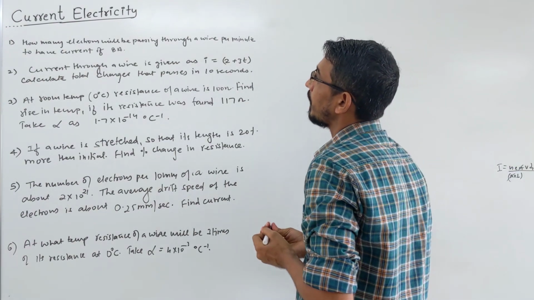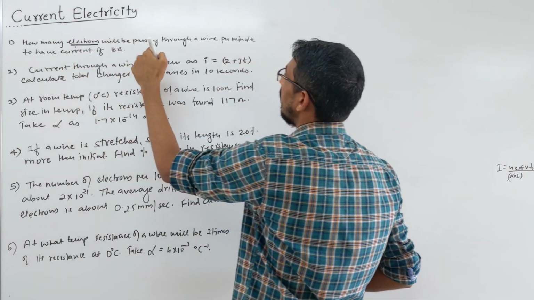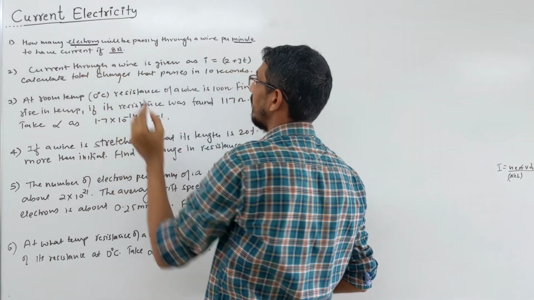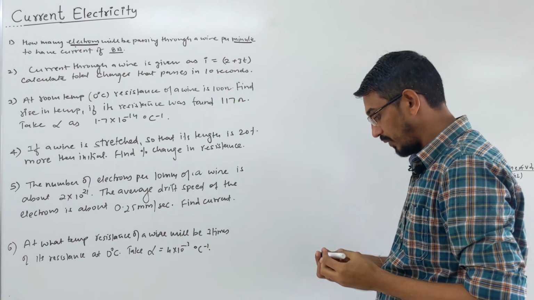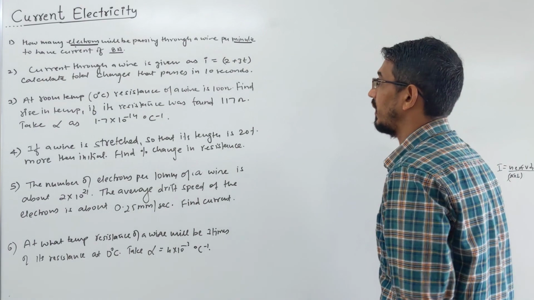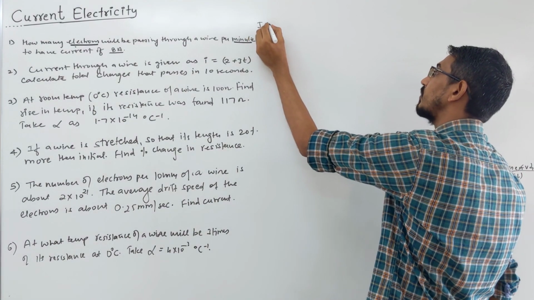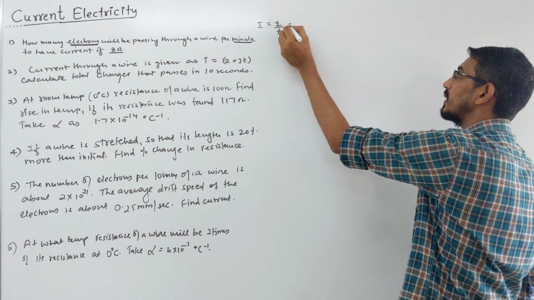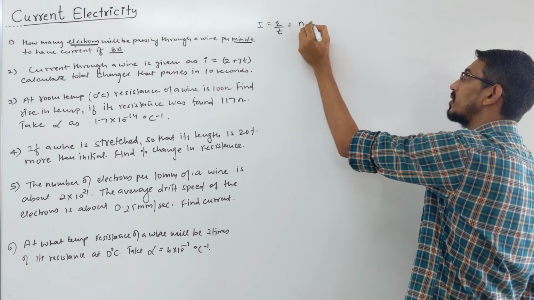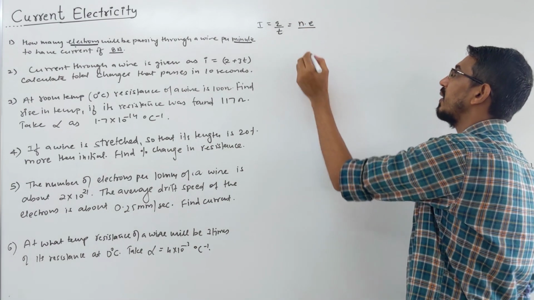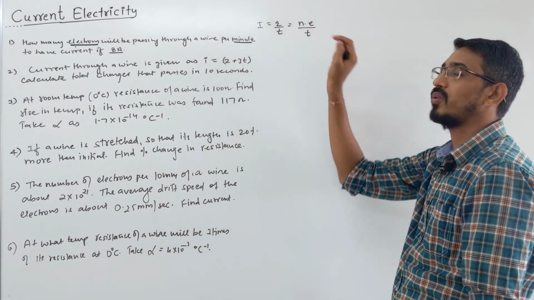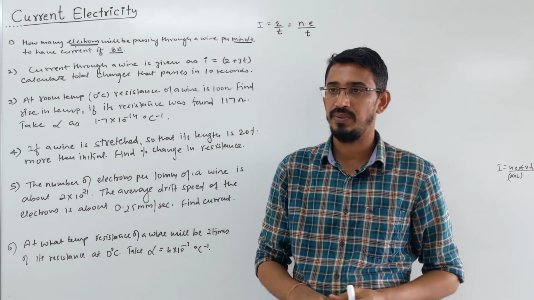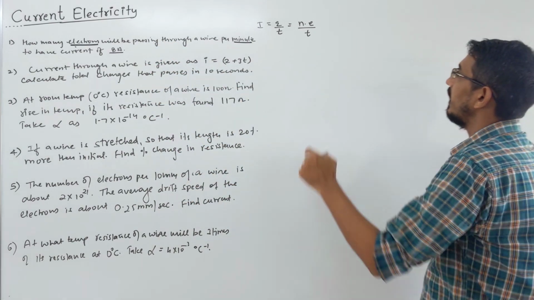First question: how many electrons will be passing through a wire per minute in order to have a current of 8 ampere? Current is given, and they are asking how many electrons pass through the wire per minute. Current is the rate of flow of charge, Q by t. Total charge is the number of electrons into the charge of each electron, so I equals n e by t.